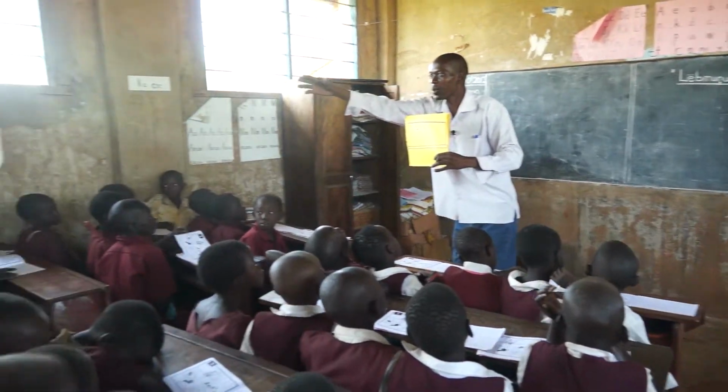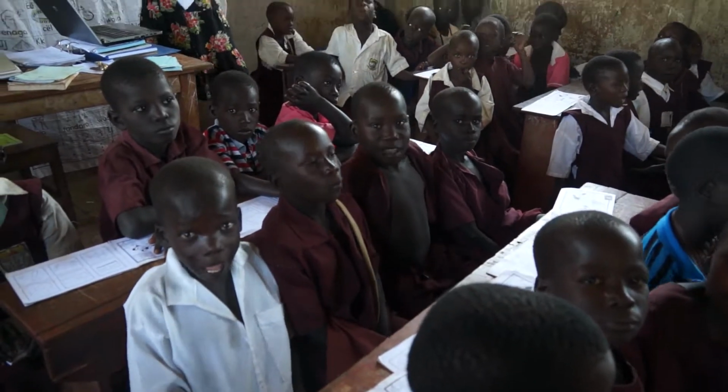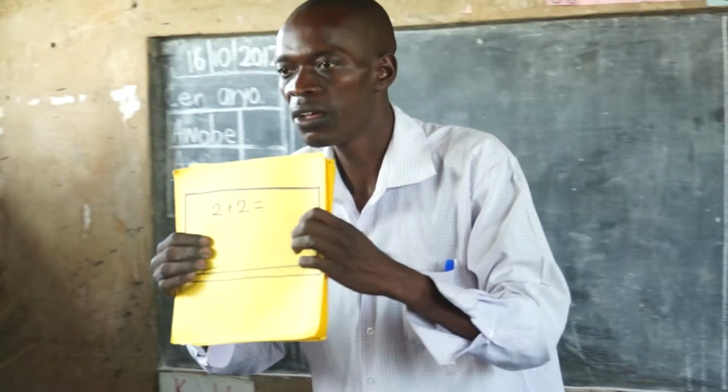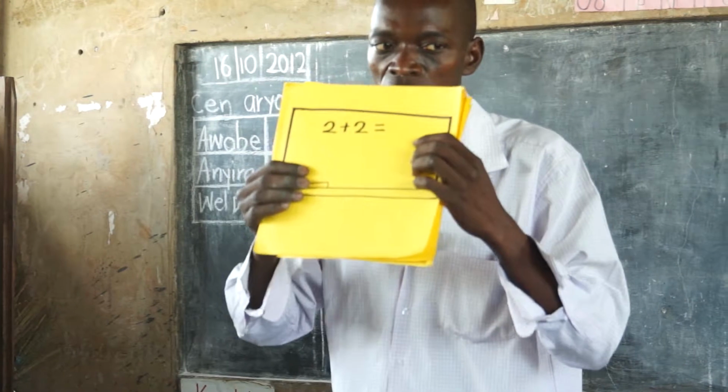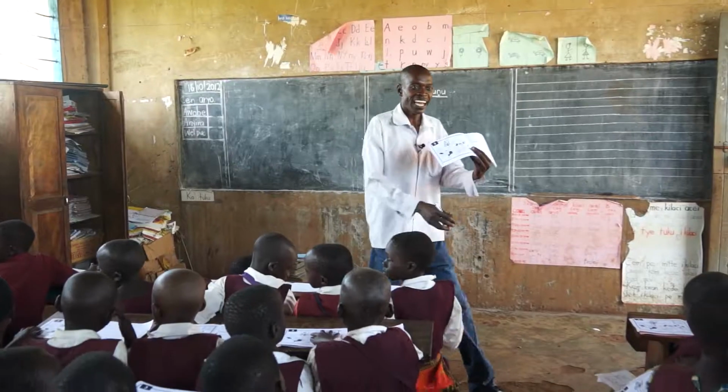Together, learners repeat the English words after the teacher. Notice how JB is saying the words slowly so that his pupils can learn the correct pronunciation.